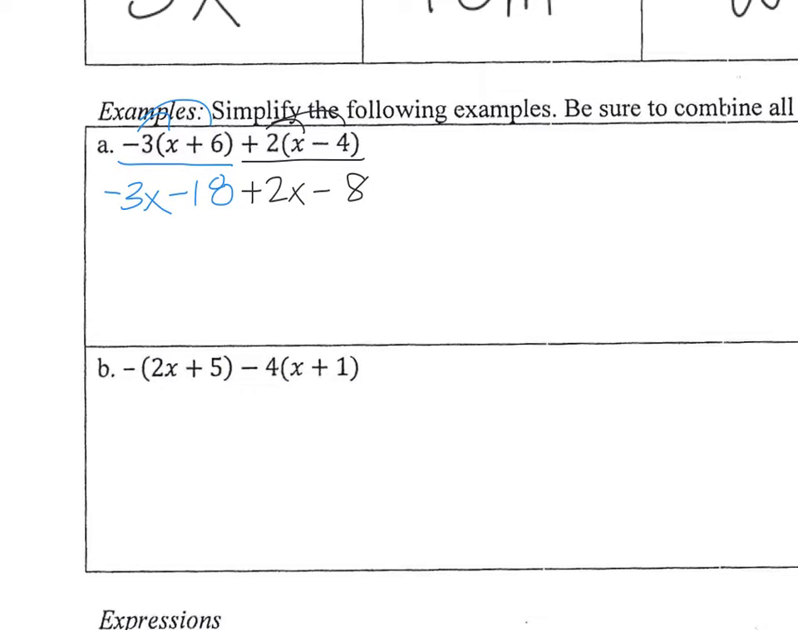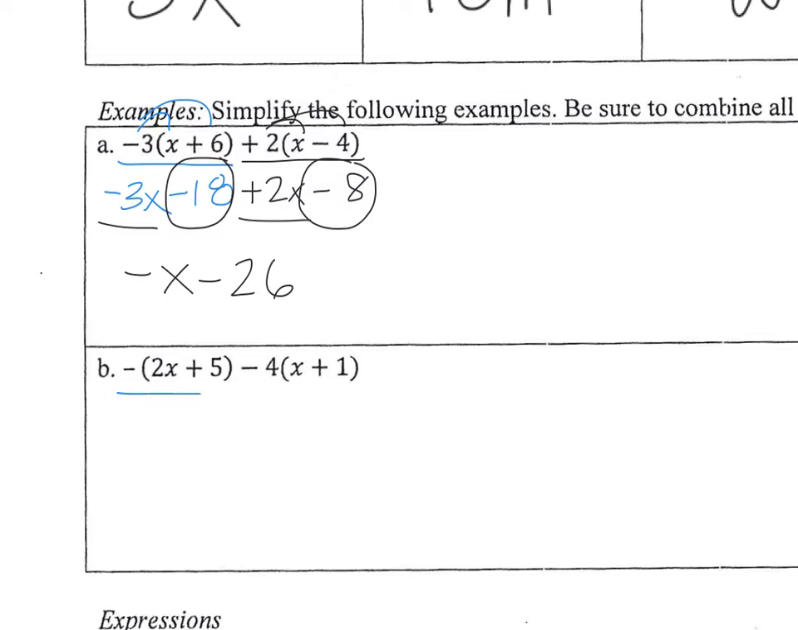And then what I'm going to do is I'm going to combine these. So I always write my x's first and my constants last. So my x's that are going to go first, I have a negative 3x and a 2x. That's going to be a negative 1x or an x, negative x. And negative 18 and negative 8. If I add negative 18 and negative 8 together, I get negative 26. So it's not enough just to do the distributive property, you actually have to combine like terms.